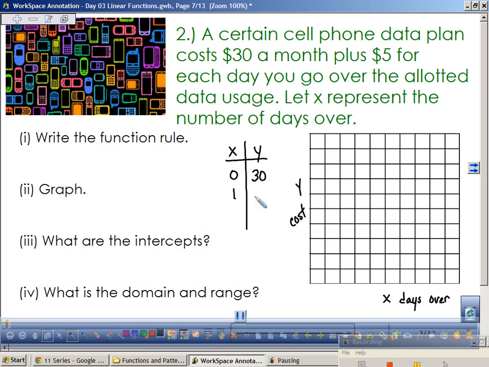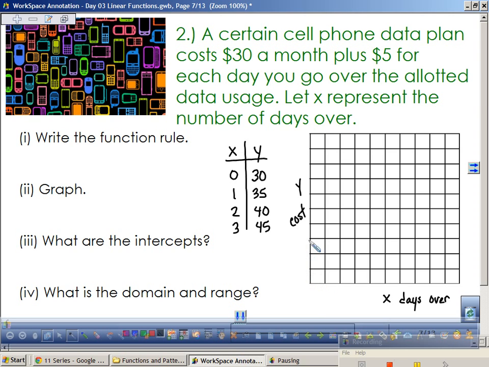What if I get 1 day over? $35. And 2? 40. Each day you go over. And 3? 45. Let's plot that, yeah?